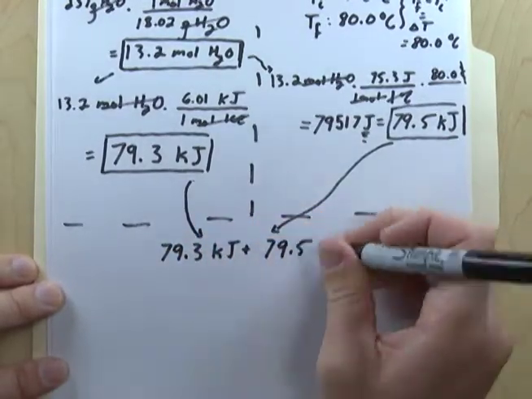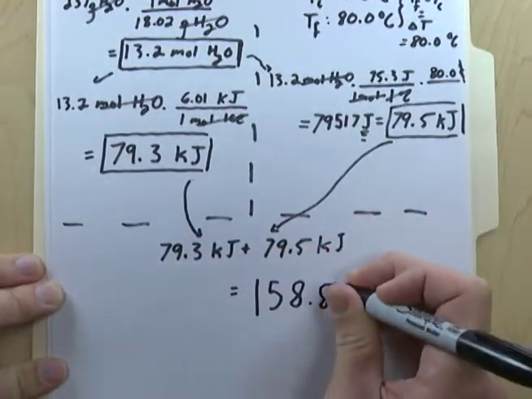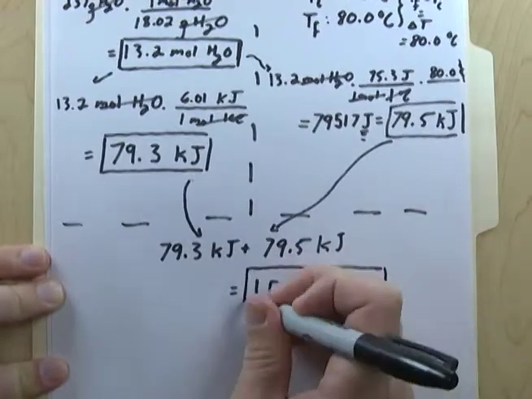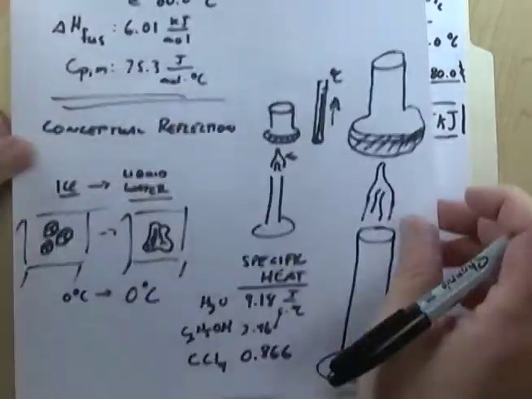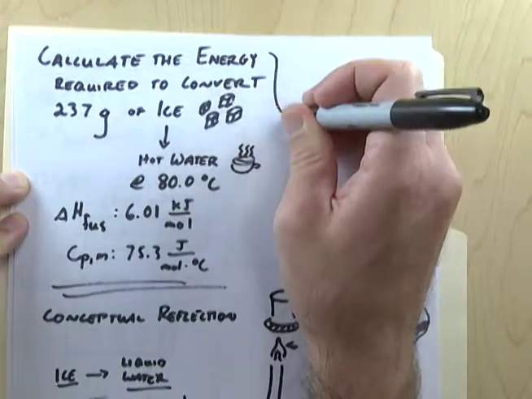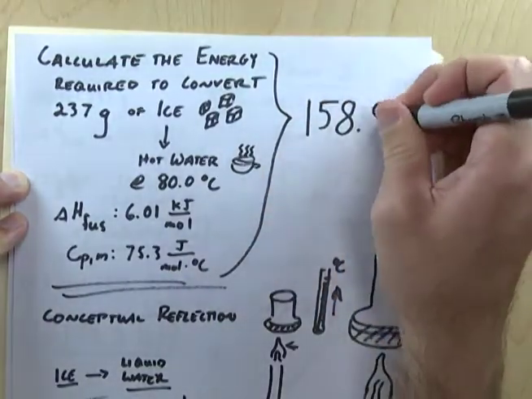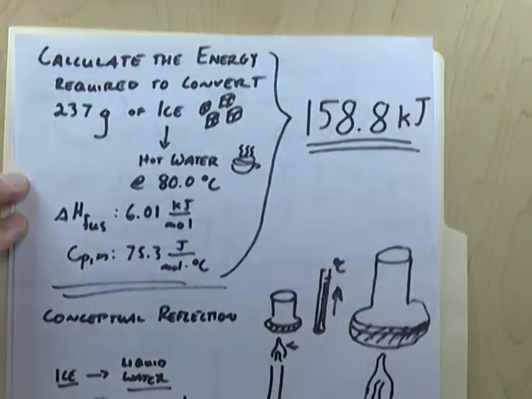If we add the kilojoules required for each part of this problem, we arrive at our final answer. 158.8 kilojoules of energy are required to convert 237 grams of ice at 0 degrees Celsius to hot water at 80 degrees Celsius.